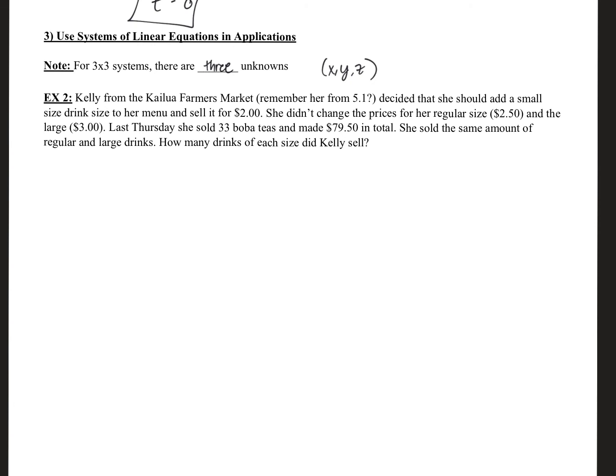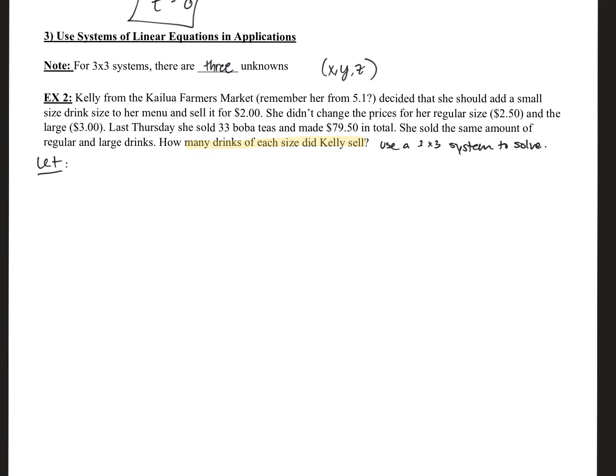Alright, and there usually should be something here that says use a 3x3 system to solve. So once again, as usual for application problems, we need to do let statements for our variables. Since we're not actually given any variables, we need to write them down ourselves. So what are we trying to find here? We want to know how many drinks of each size she sold. So those will be our variables.